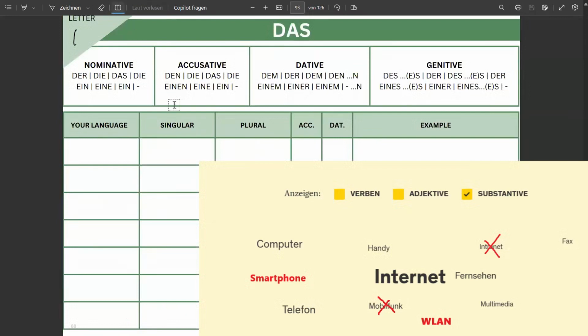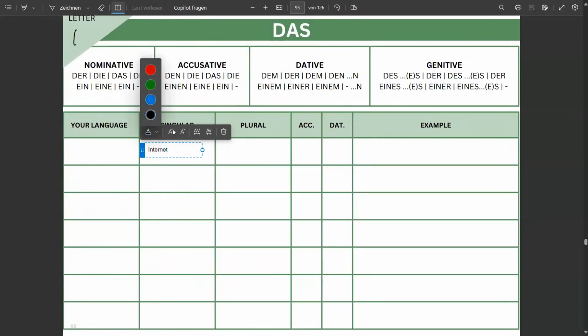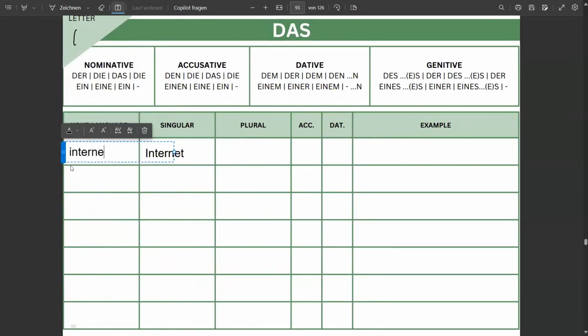Okay, our first word is neutral. It's the main word for today. Das Internet. The internet. In English, of course, the same, and it doesn't have a plural. We do not say die Internete or something like this. So no plural to learn.